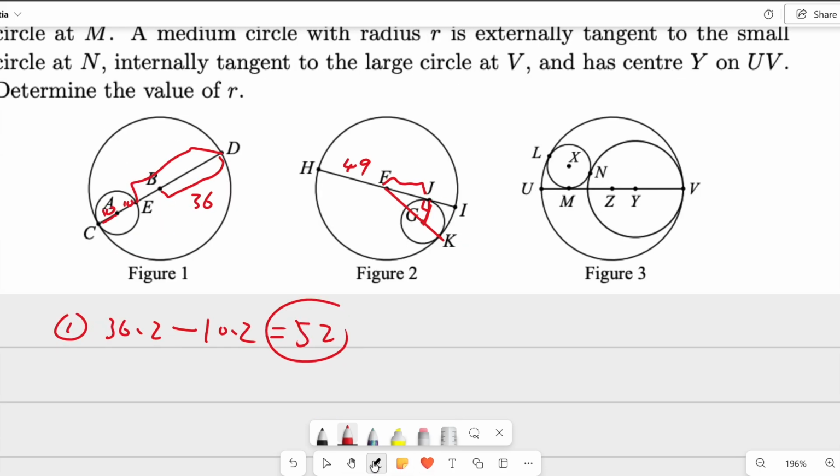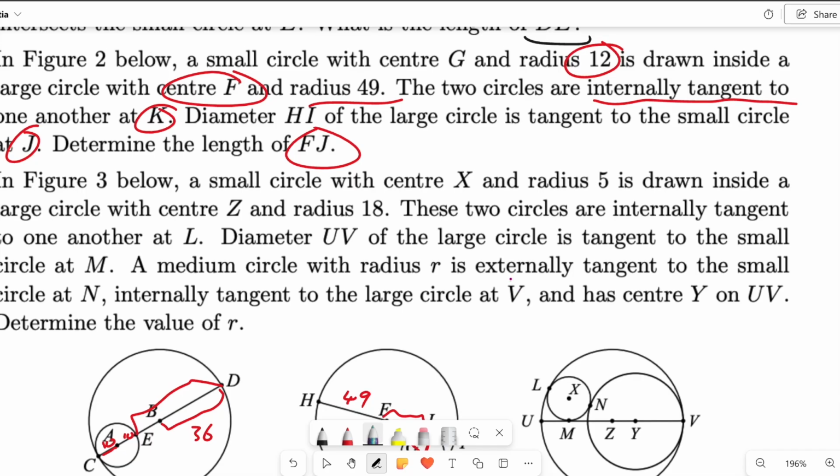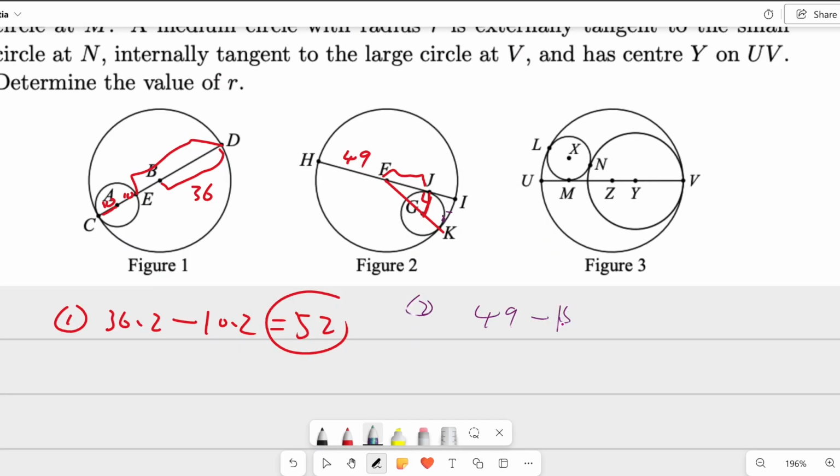So the next step is really easy. We just need to do the square root of 49 minus 12, all squared, minus 12 squared. And after some calculation, we will find the answer is 35. And this is our second answer.